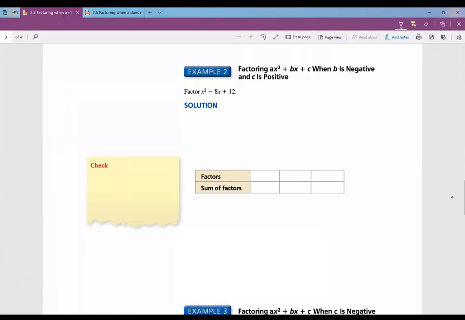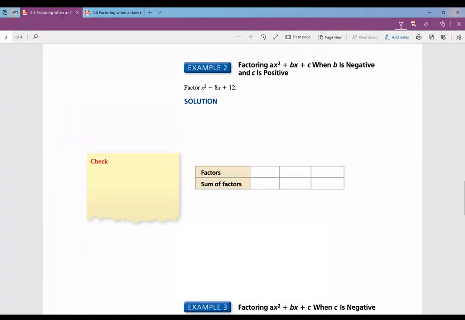Okay, we're going to move on to example number 2. So for example number 2, we're factoring x squared minus 8x plus 12. So remember, our first step, we want to find a, b, and c. So a is going to be 1, b is negative 8, and c will be 12.